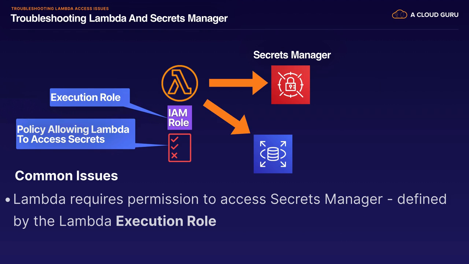So another scenario that you might encounter is when you're trying to get Lambda to integrate with another AWS service. And in this scenario, we have a Lambda function and it needs to access data within an RDS database. And the database credentials are held within Secrets Manager. And once again, just like the previous scenario, it's the Lambda function's execution role, which is going to need to include permissions to access secrets held within Secrets Manager.